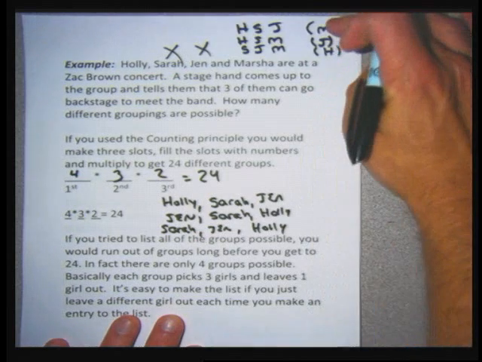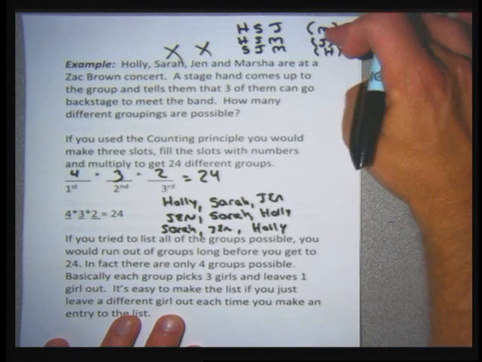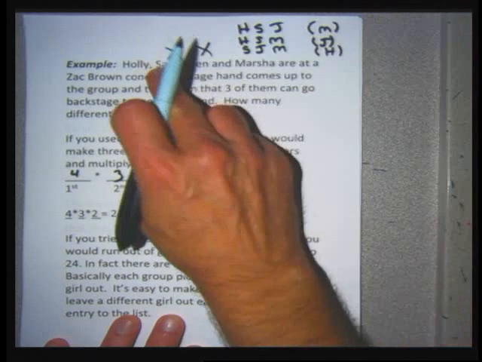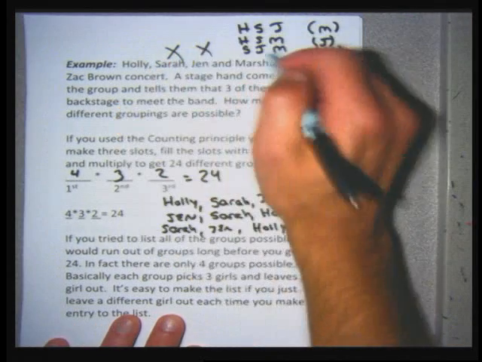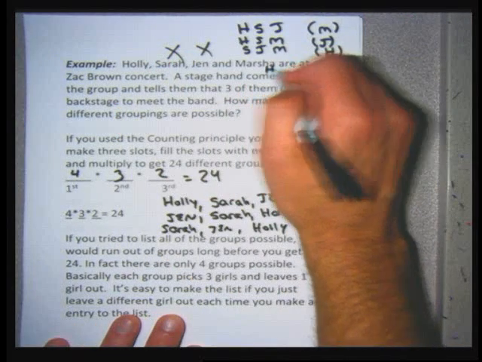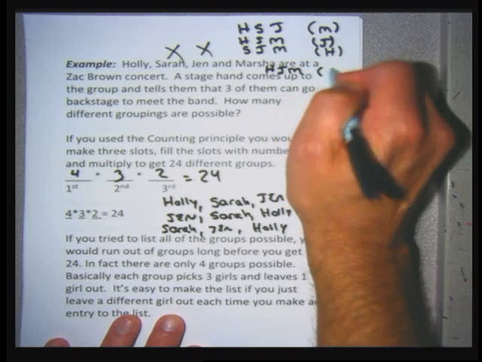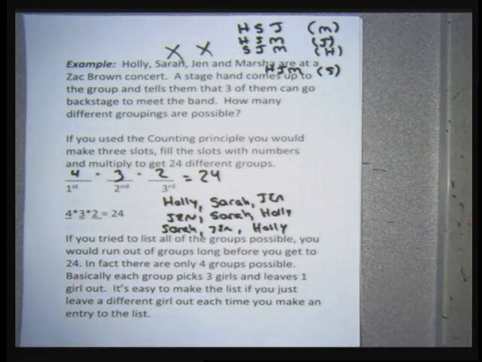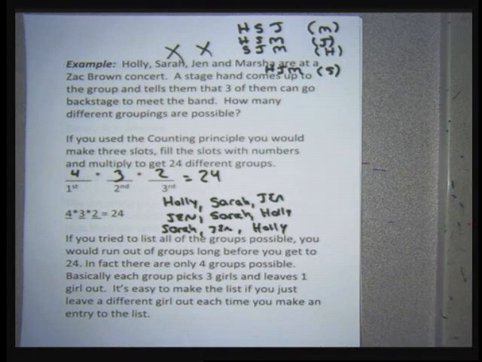So I've missed Marcia, I've missed Jen, I missed Holly, but I've got Sarah in every group, so I need to miss Sarah. So the last group would be Holly, Jen, and Marcia, and that's missing Sarah. In this section, we're not going to be asked ever to list all the possible groups. We're just going to be asked how many groups are possible.